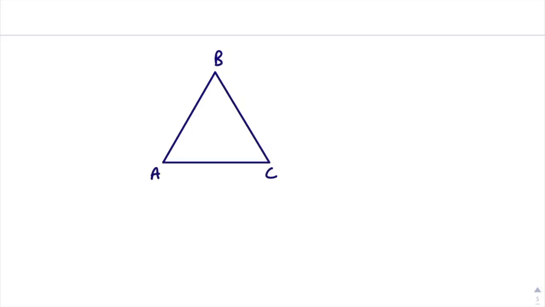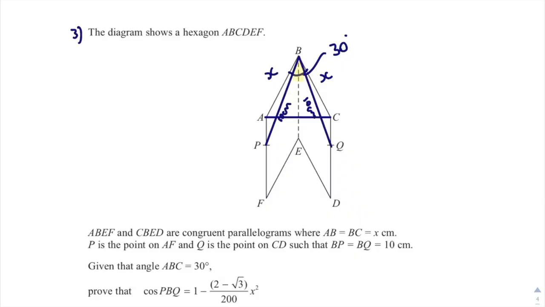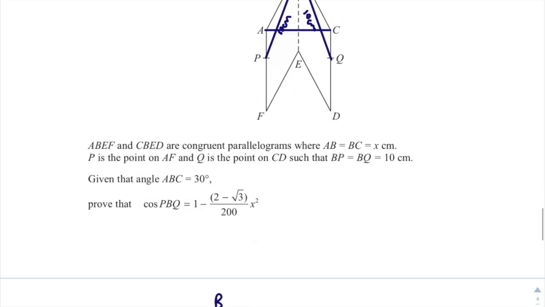And that's A and that's C. Now we know that the angle ABC is 30 degrees. The length of AB is x and the length of BC is x. Now, I'm also going to draw the second triangle which we're interested in, which is BPQ.